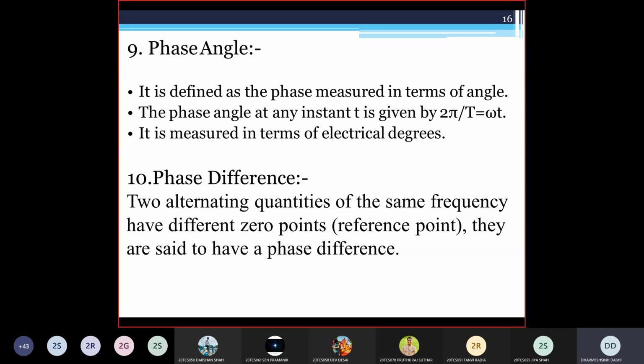As I told you, one quantity has a reference point which starts from 0 magnitude, and another quantity has a reference point which starts from the maximum magnitude. So whatever the difference between these two, that is called a phase difference.